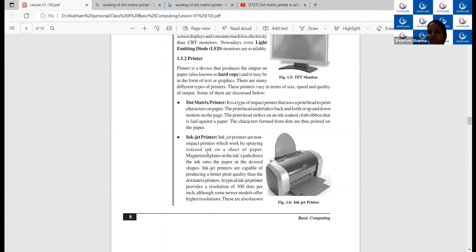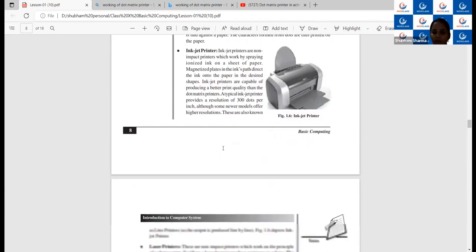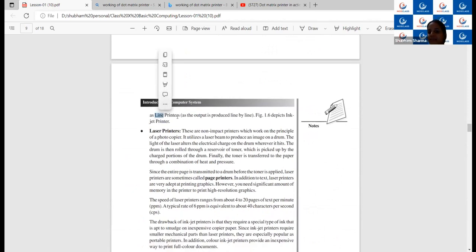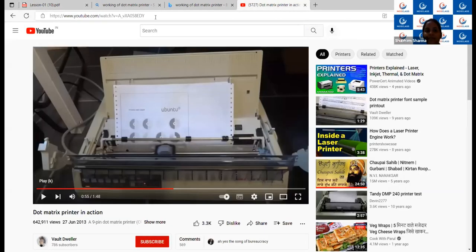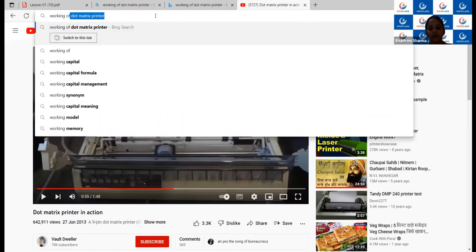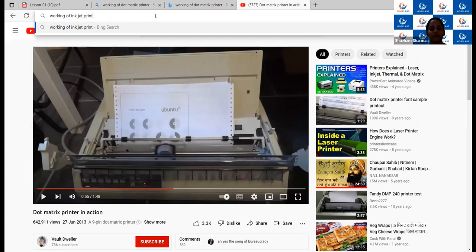Fine, next comes your inkjet printer. These are non-impact printers, which work by spraying ionized ink on a sheet of paper. So it just sprays the ink and then prints the image, basically. Magnetized plates in the ink's path direct the ink onto the paper in the desired shapes. I will let you know the working also. These are also known as line printer. This one is an important line for you because this may come into your exam as well. Maybe in true false or in fill in the blanks, what printer is known as the line printer. So you must know that inkjet printer is also known as the line printer. Okay, I'm letting you know the working of inkjet printer.